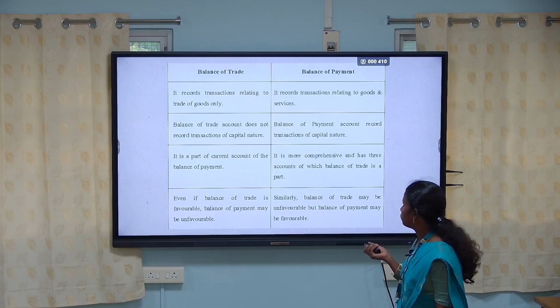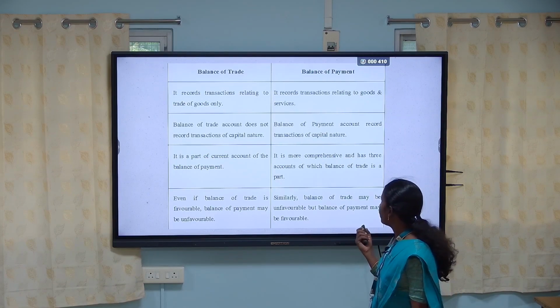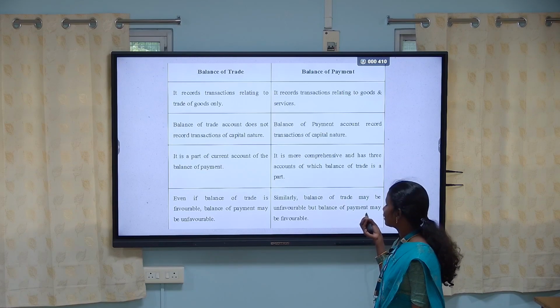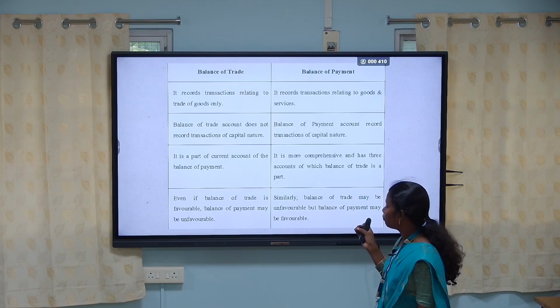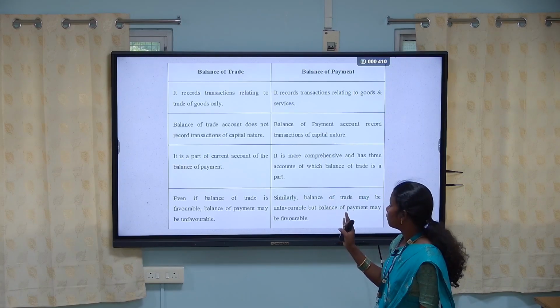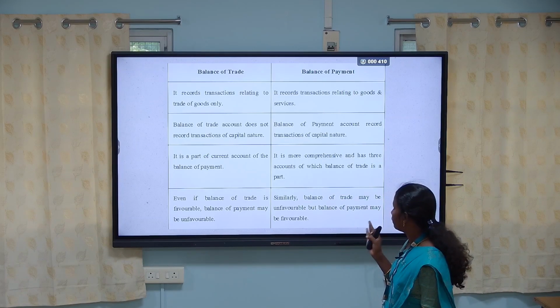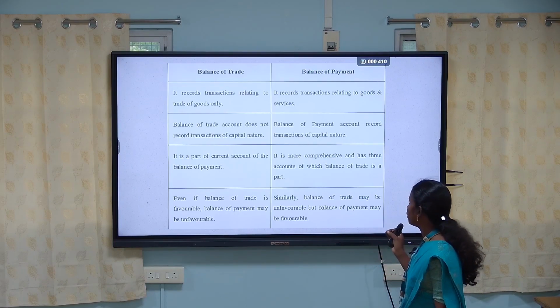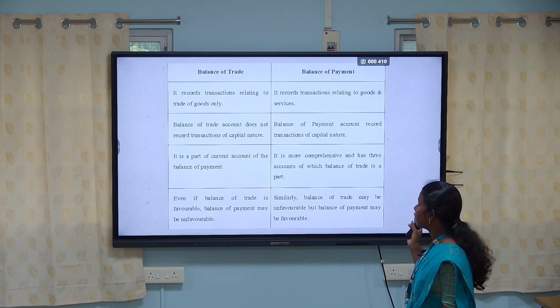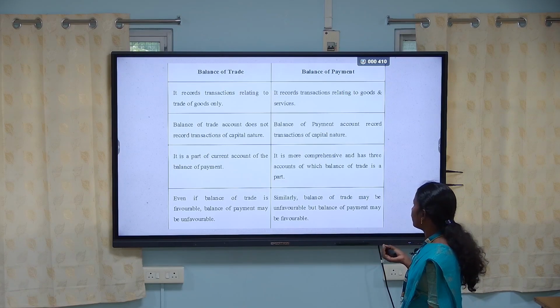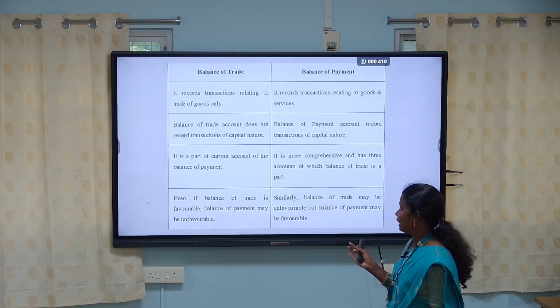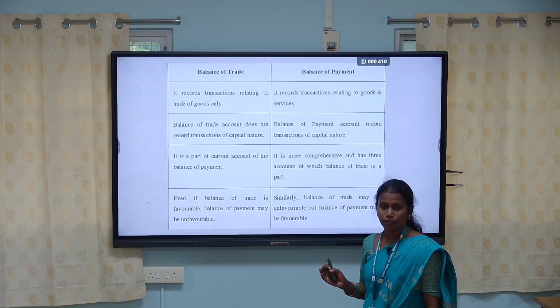Let me see the difference between both the concepts of balance of trade and balance of payment. In the balance of trade account we are recording transactions related to the trade of goods alone. Already I told you. So in the balance of trade account we are recording only the trading of goods alone. But the balance of payment account records transactions relating to goods as well as services. And the balance of trade account does not record any capital in nature. That means we are recording only trading of goods.